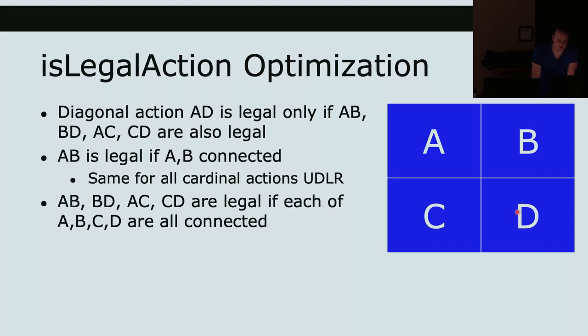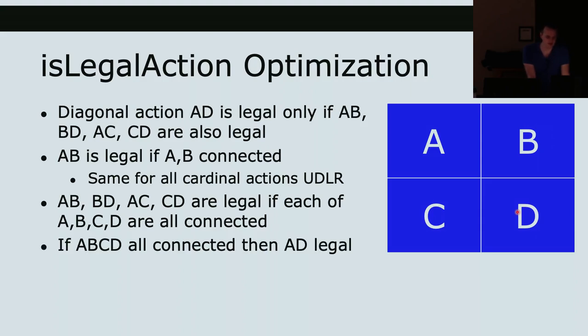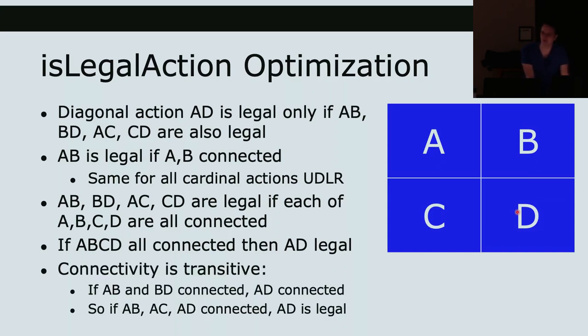AB, that means that AB, BD, AC, and CD are legal if each of A, B, C, and D are all connected. So, if A, B, C, and D are all connected, then AD is legal. So that's 4 checks in the connectivity grid. However, because connectivity is transitive, if A, B, and BD are connected, that means AD is connected as well. So all you really need to check is if AB, AC, and AD are connected, then AD is legal.